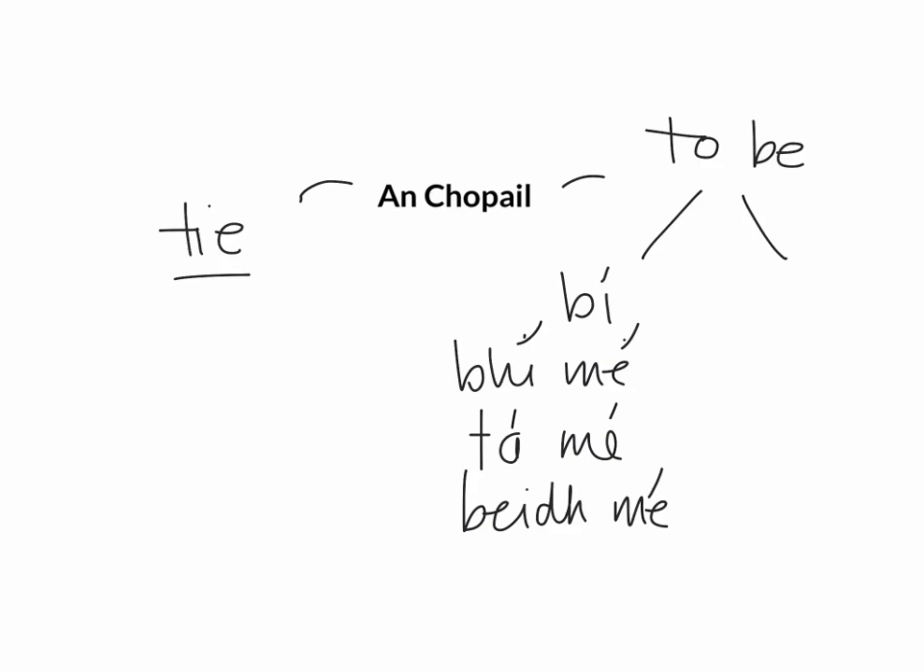And it means to be, as you know. But there's another verb to be in Irish, and it's called an chopail, which we're going to be learning about. And you also know the copula already, even though maybe you don't know that's what it is. An chopail is "is" agus "ba".